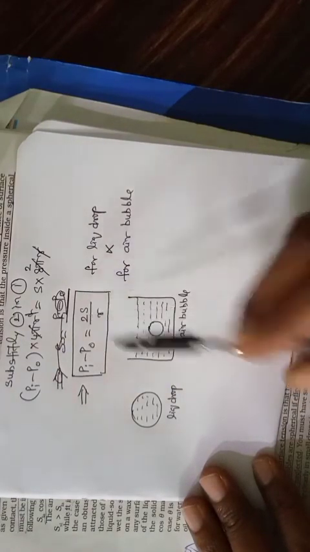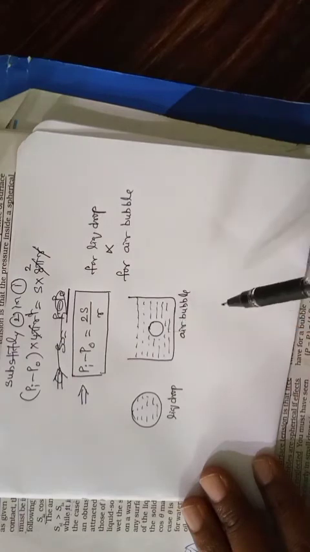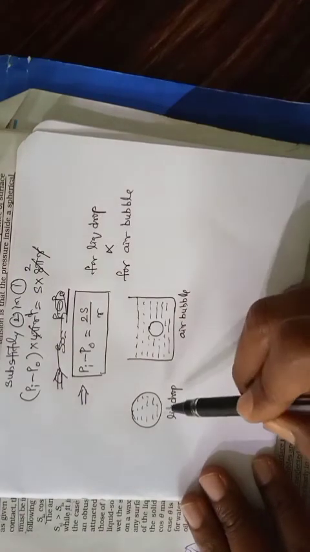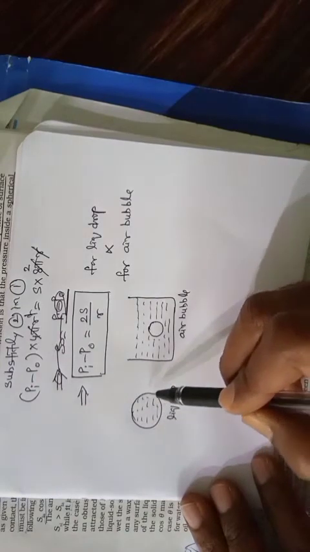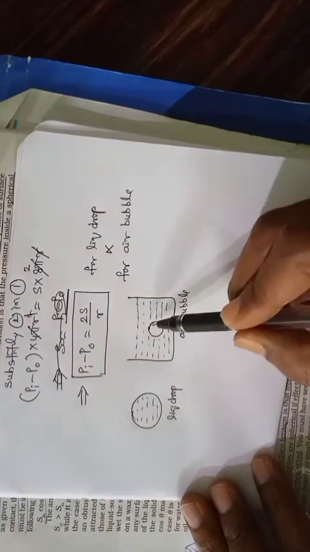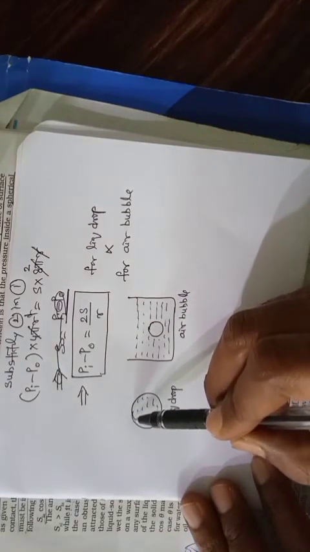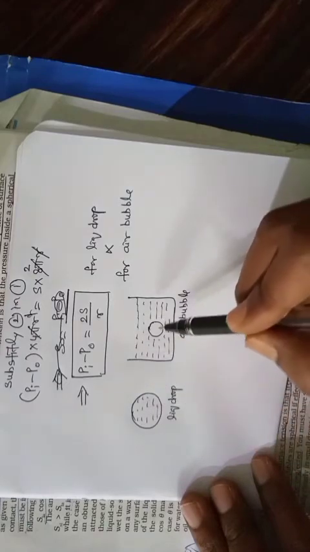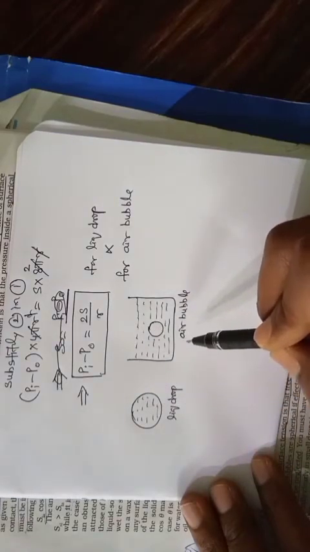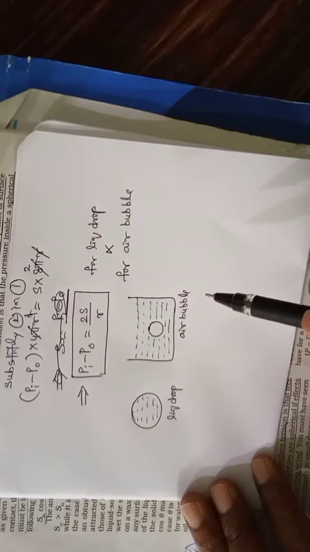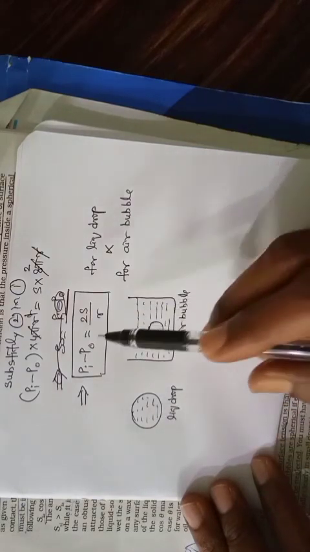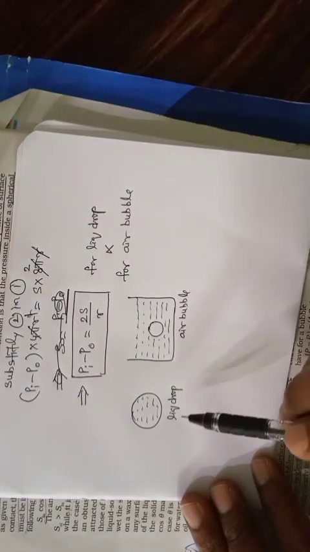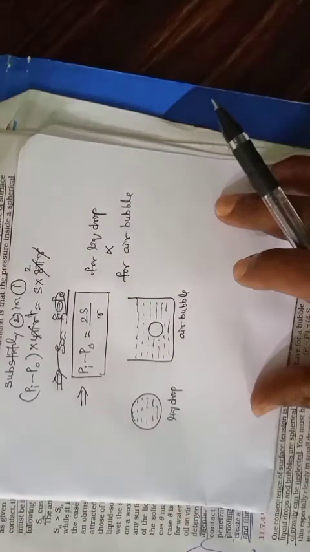So the same formula can be used for an air bubble also. Why? Because this liquid drop has only one surface, and an air bubble also has only one surface. Here the surface is outside the liquid, and here the surface is inside the liquid. That is the only difference. But the number of surfaces is one here, one here. Therefore the same formula is used for liquid drop and air bubble.